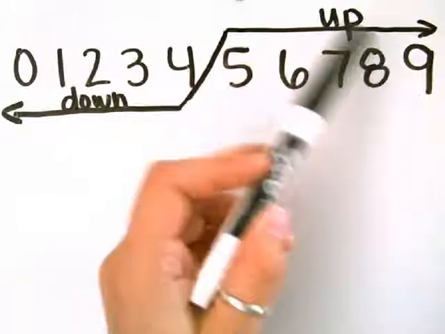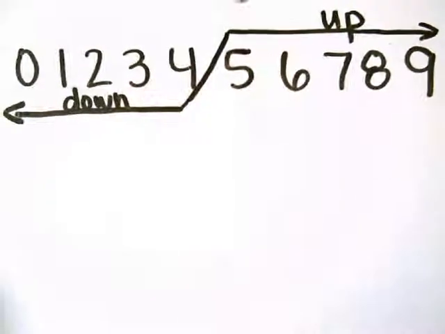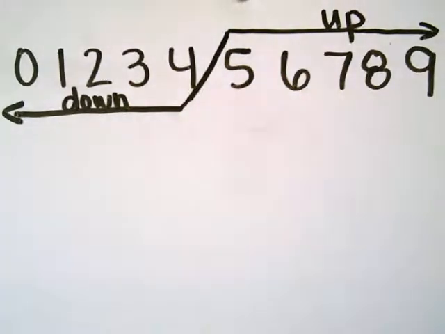When you round that number up, you're going to add 1 to that number and then change all the numbers to the right of it to a 0. When you round down, you leave that number the same and still change all the numbers to the right of it to a 0. Let's try one.